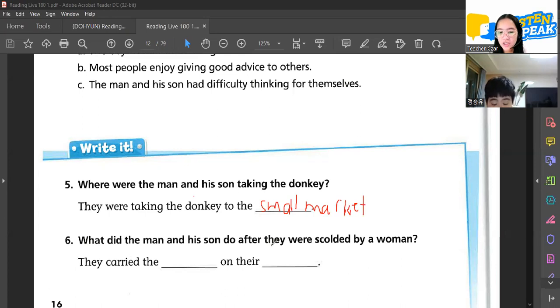What did the man and his son do after they were scolded by a woman? They carried the donkey on their... Okay, what did they carry? So lastly, they were scolded by a woman because they are so mean to the donkey, because they are both riding on the donkey. That's why in the end, after they were scolded by a woman, what happened? Donkey. Okay, so they carried the donkey.